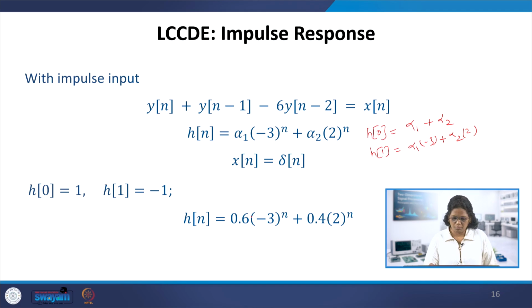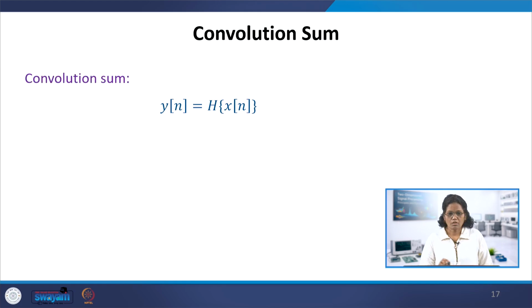Okay. So, this input x of n is delta of n, which is valid only at n equal to 0. So, this is an impulse response, which can be obtained from the complementary solution, by taking the complementary solution equation and finding alpha 1 and alpha 2. Okay. So, this needs h of 0 and h of 1 for these cases. So, now coming to the convolution sum.